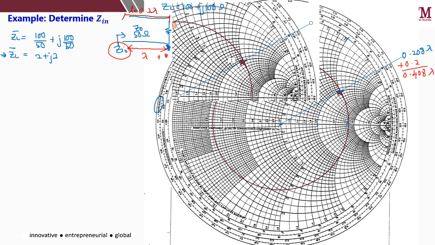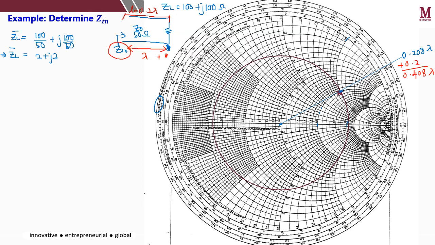Okay, this is from the value of 0.208, and then draw a line crossing at 0.408. Okay, 0.4, 0.41, so 0.408 is here. Then you'll plot the point of the line that crosses with the SWR circle. So this represents your Z-in bar point.